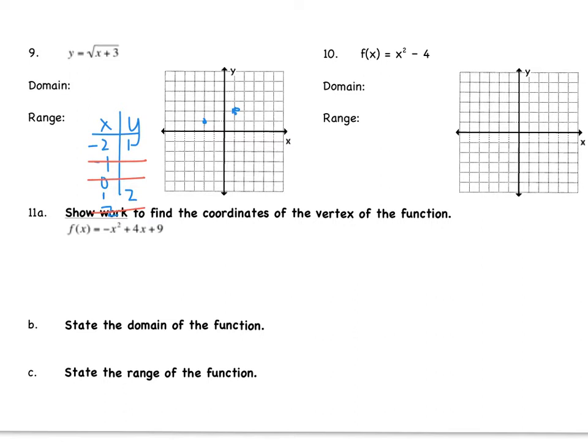-3. Yeah, that's a really important number. If I plug in -3, I get the square root of 0, which is 0. That's a really important point. So I'm not allowed to plug in anything less than -3 for x, because I'm going to end up with imaginary numbers. But I can plug in numbers bigger. So this is what I end up with. It's half of a parabola.